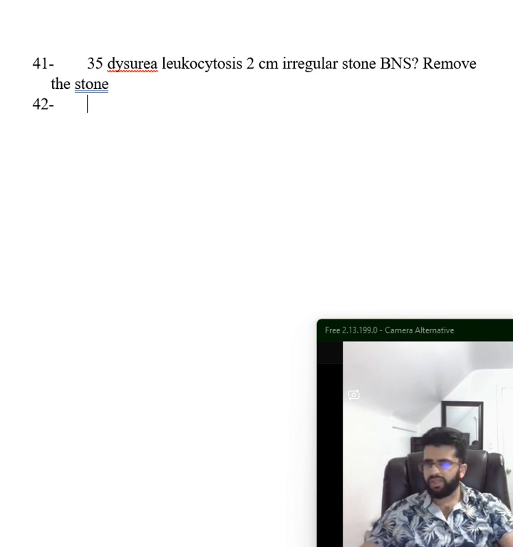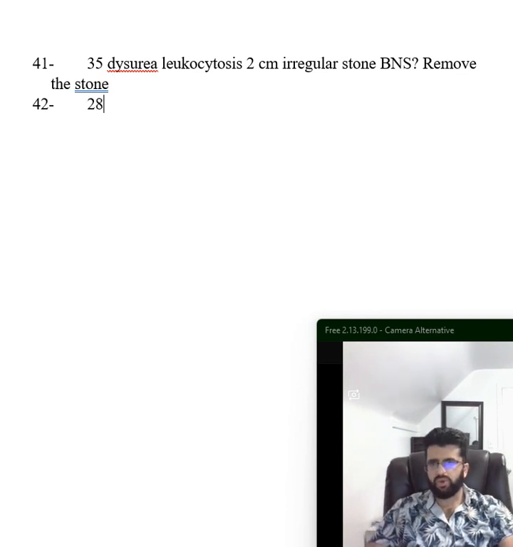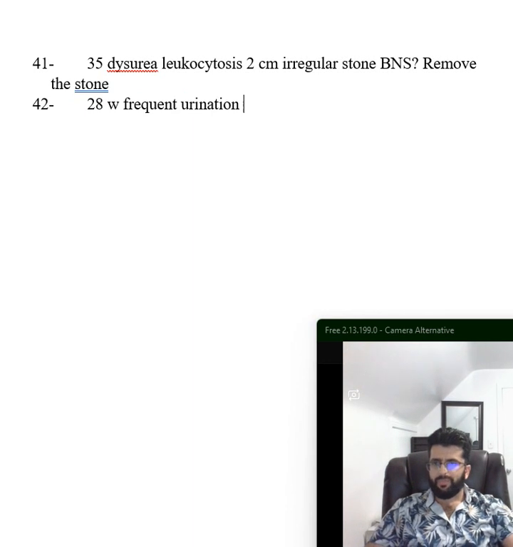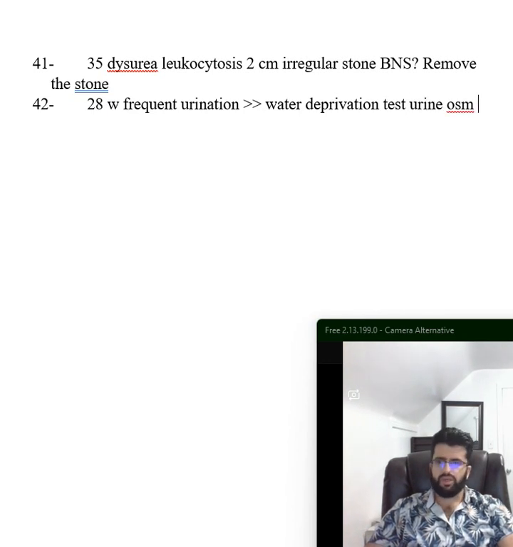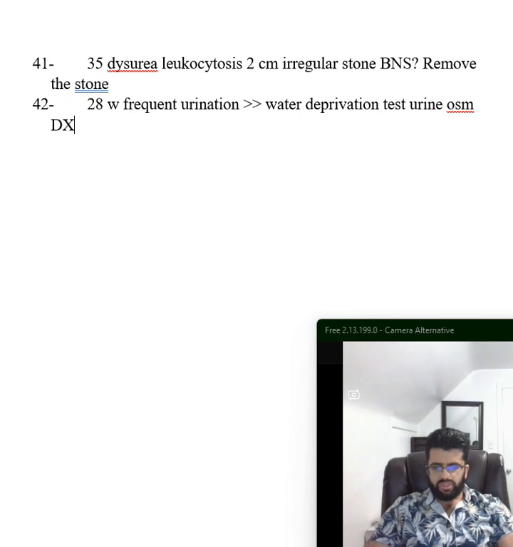Now the next case that you would see, you see a 28-year-old woman comes in with frequent urination. And there's some hyponatremia and stuff, so you do a water deprivation test. You don't give her water, and then you check urine osmolarity. Okay, and then you see the diagnosis. What's the diagnosis?